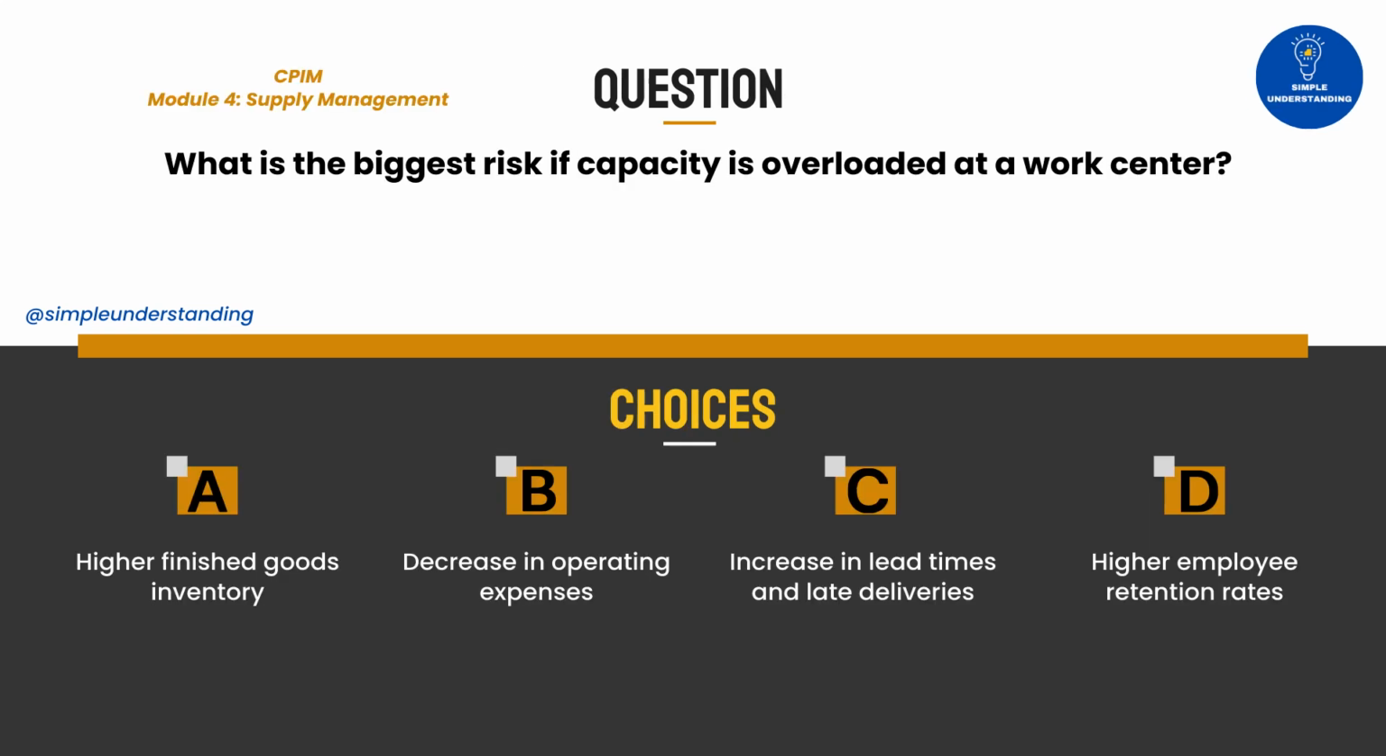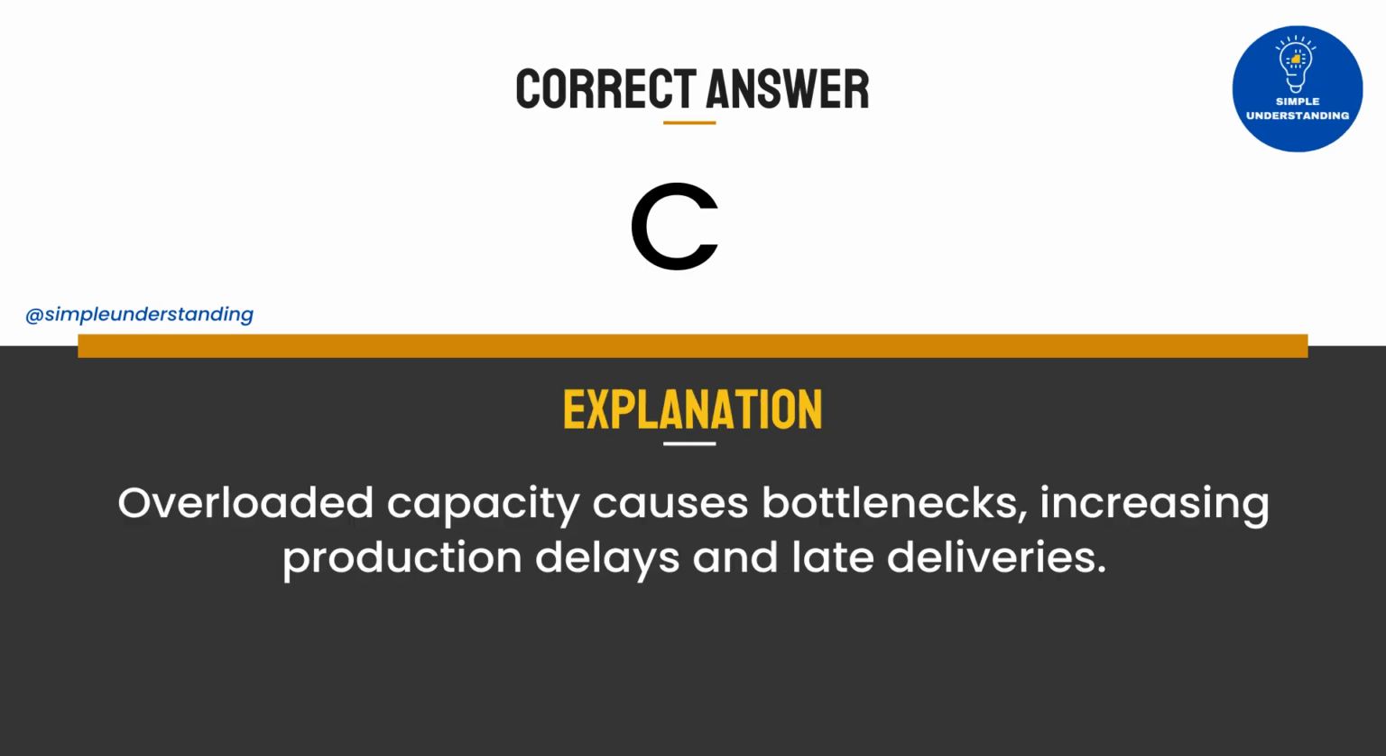Question 12. What is the biggest risk if capacity is overloaded at a work center? A. Higher finished goods inventory. B. Decrease in operating expenses. C. Increase in lead times and late deliveries. D. Higher employee retention rates. Correct answer: C. Explanation: Overloaded capacity causes bottlenecks, increasing production delays and late deliveries.